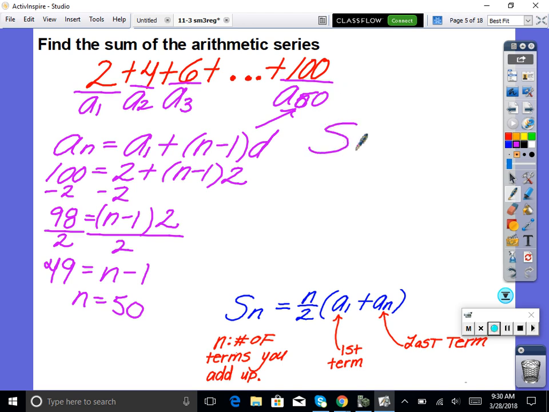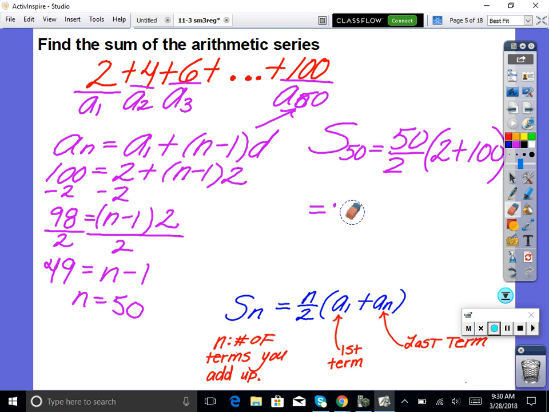So now we can go and do our formula. We'd say the sum of 50 terms is 50 over 2. And then what was the first thing we're summing up? 2 plus the last thing. 100. Type it into your calculator. The sum of those 50 terms will add up to be anyone?